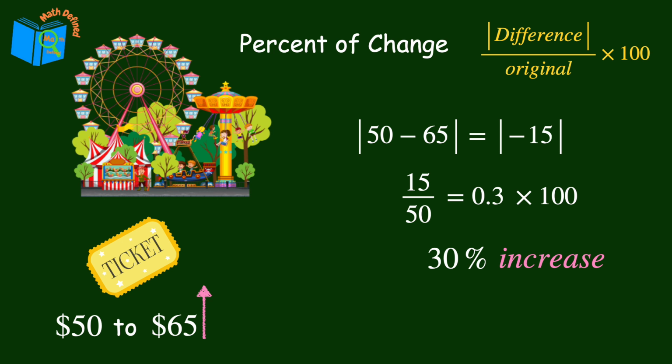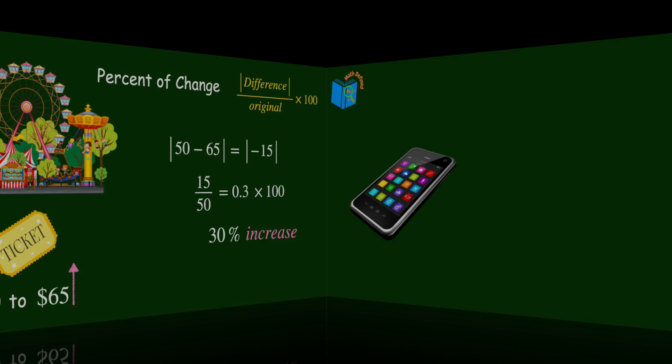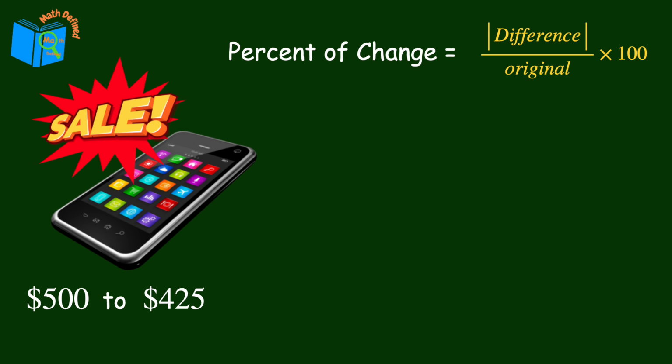Let's try one where the price goes down. All right, let's say a phone used to cost $500. But now it's on sale for $425. Sweet deal, right? But just how good of a deal is it? Let's find the percent of change. First, we'll find the difference between the two prices. $500 minus $425 is 75. Since that's already positive, the absolute value is still 75.